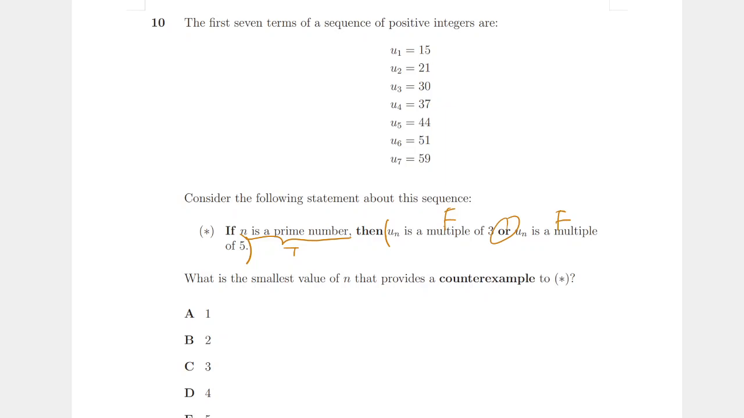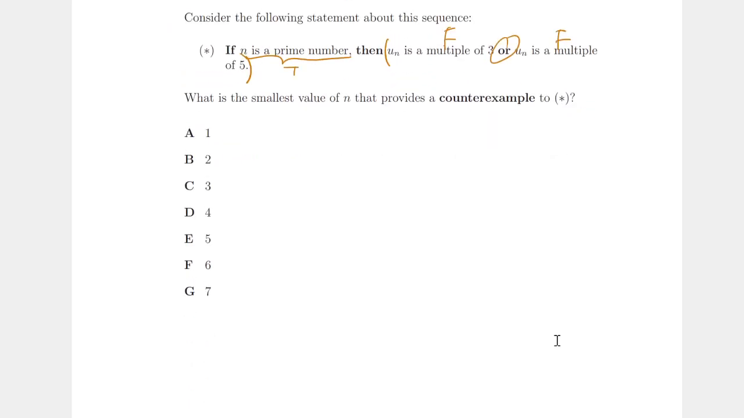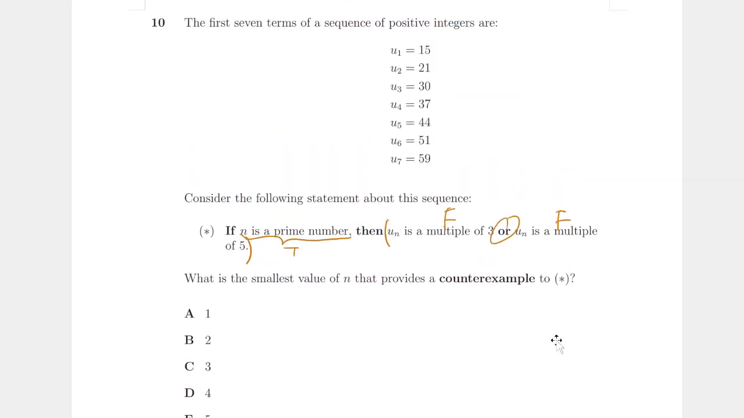Let's start from the smallest value of n in the list. The list has 1 to 7, so let's start from 1. When n equals 1, is 1 a prime number? No, so A is already not a counterexample. Option B: if 2 is a prime number, that's true. Then u_2 is a multiple of 3 or u_2 is a multiple of 5. I need both of these to be false, but 21 is a multiple of 3, so 2 is not a counterexample.